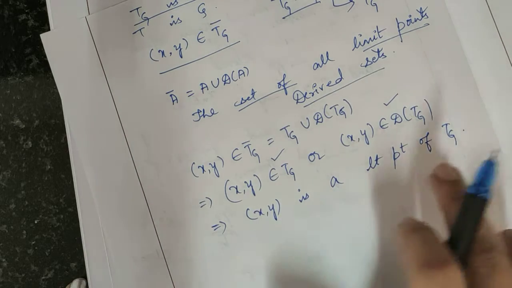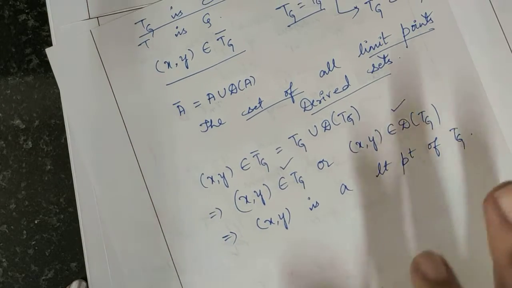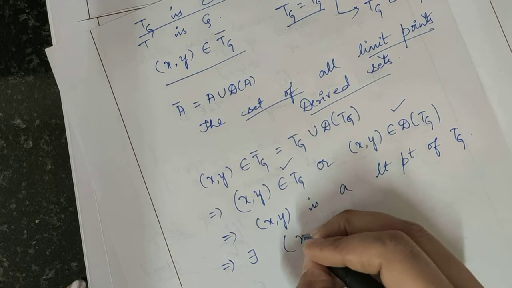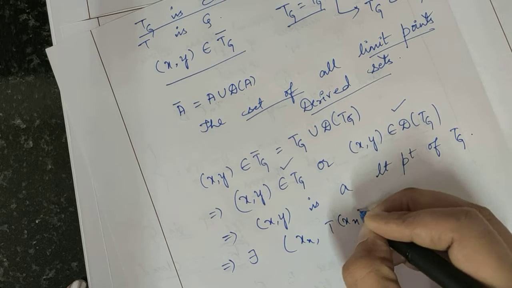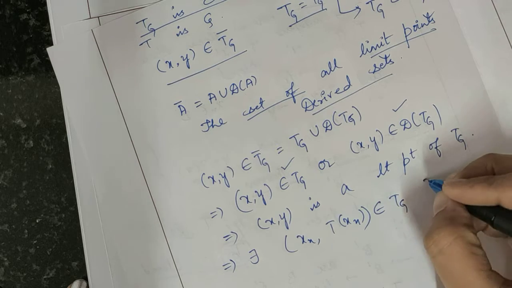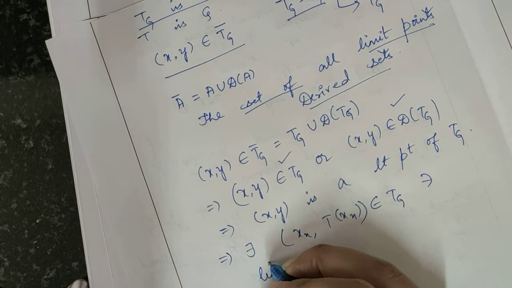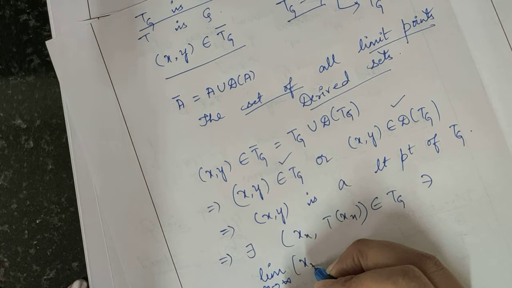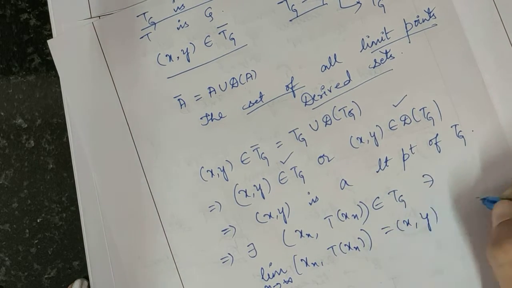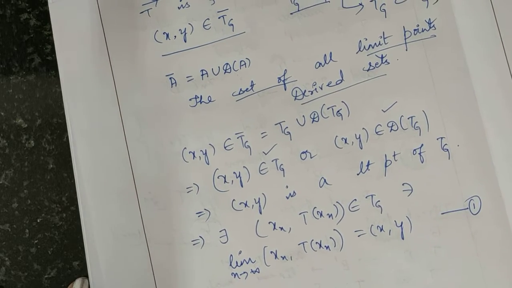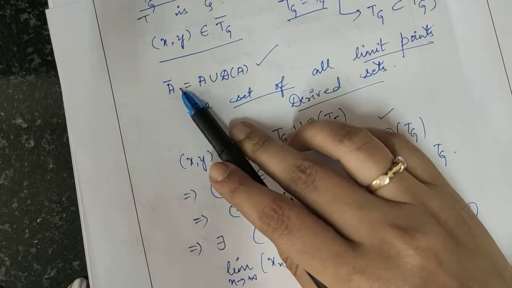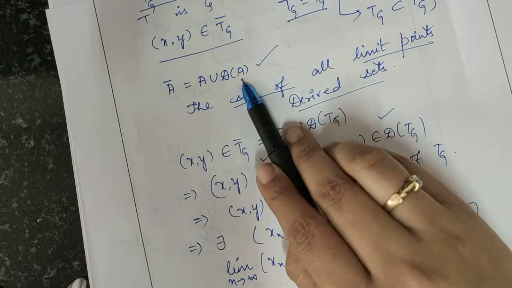So if (x, y) is a limit point of TG, then there exists a sequence, and that sequence will be in the form of (xn, T of xn) that belongs to TG, such that I can write limit n tends to infinity (xn, T of xn) is equal to (x, y). I will call this equation number 1. So this is from the definition of closure. You can write A closure as A union derived set of A.